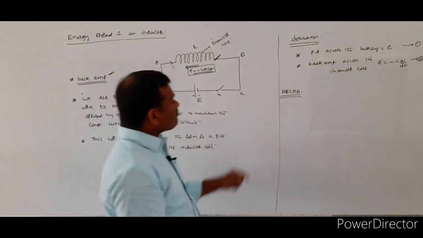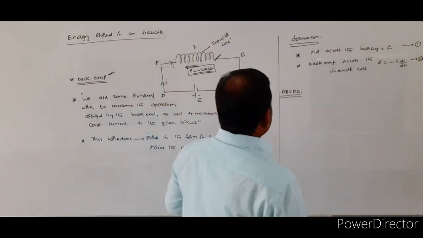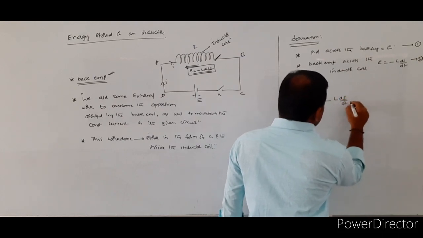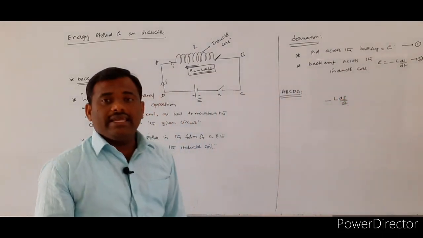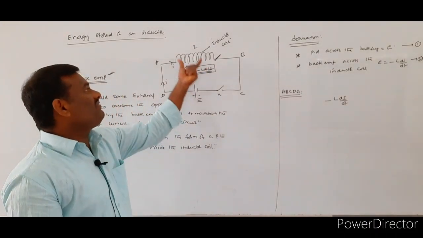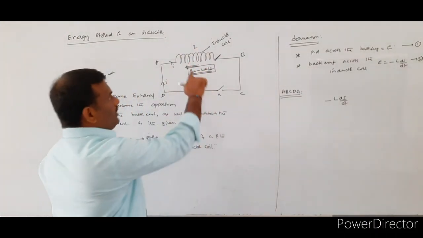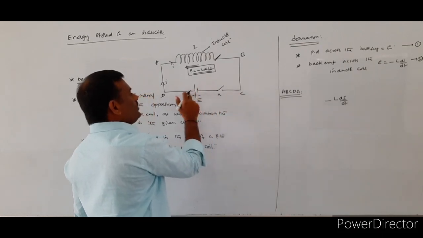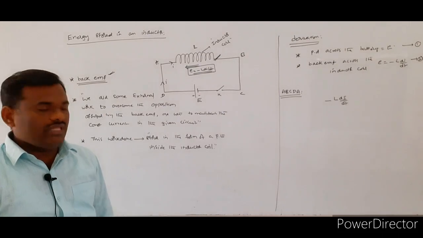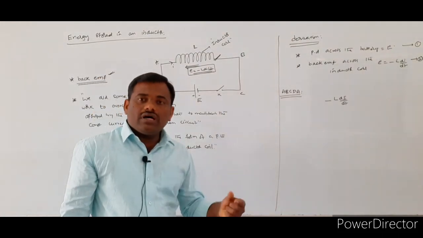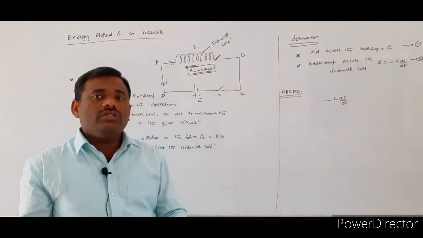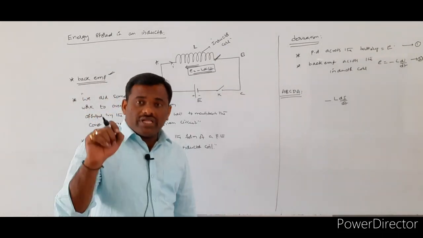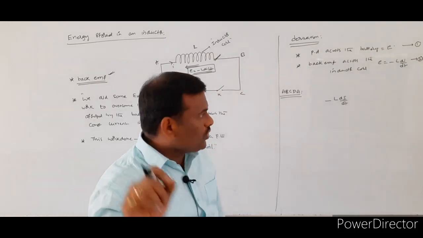So here, what is the EMF present? The EMF present is equal to minus L into di by dt. This is the EMF across the given inductor coil, and whenever you are coming to this portion, you are moving from the negative terminal to the positive terminal. Whenever you are moving from negative terminal to positive terminal, or low potential to high potential region, the potential drop will be taken as positive.